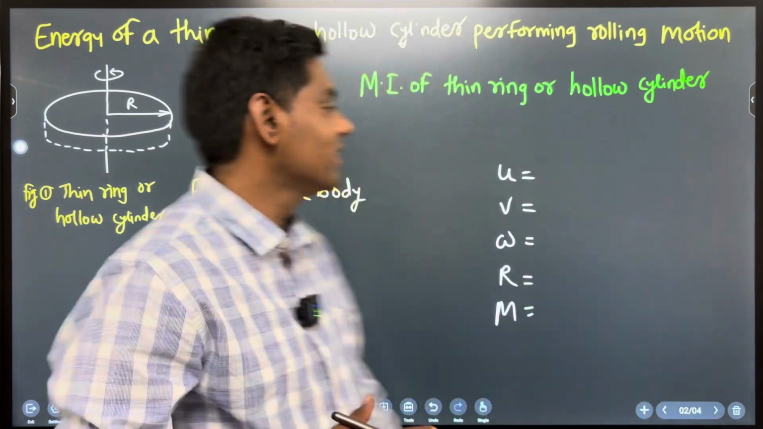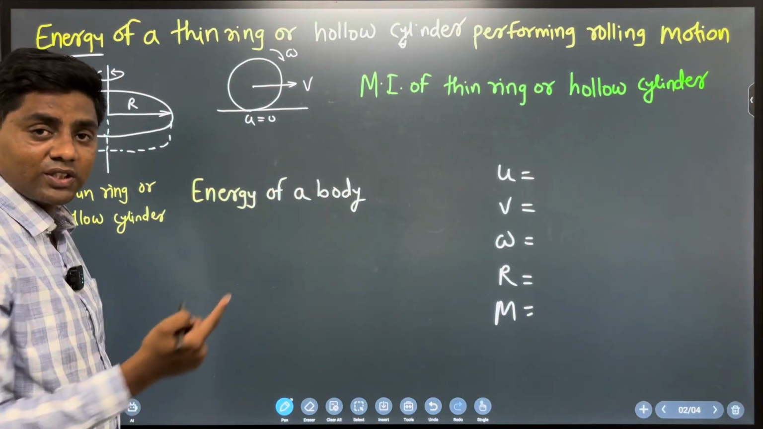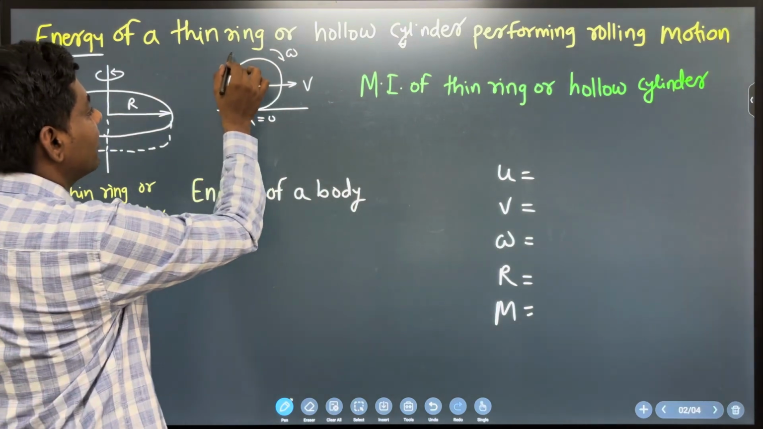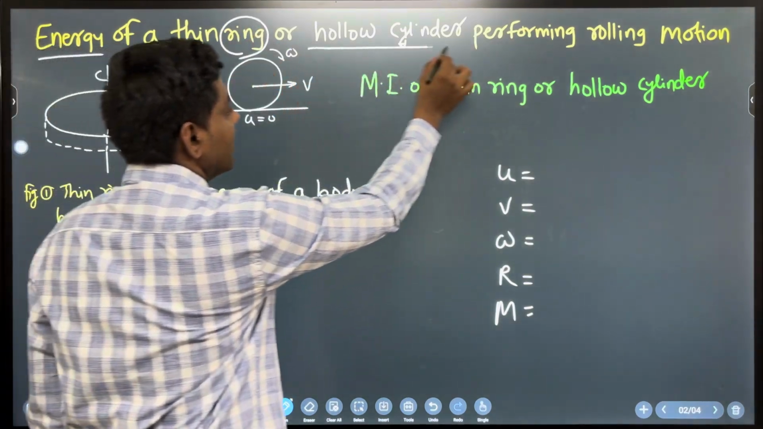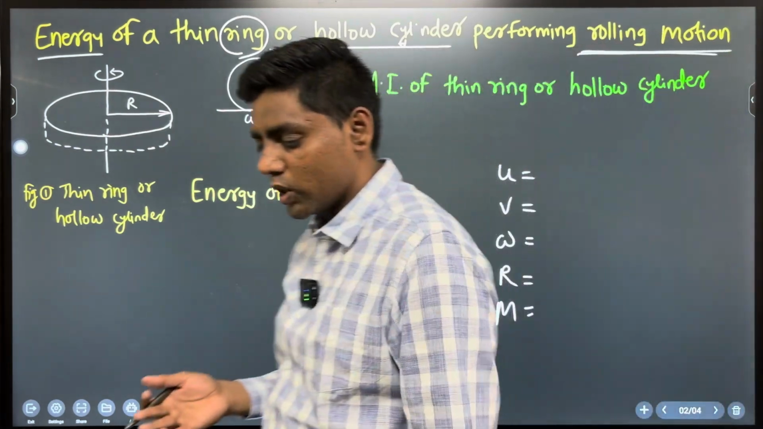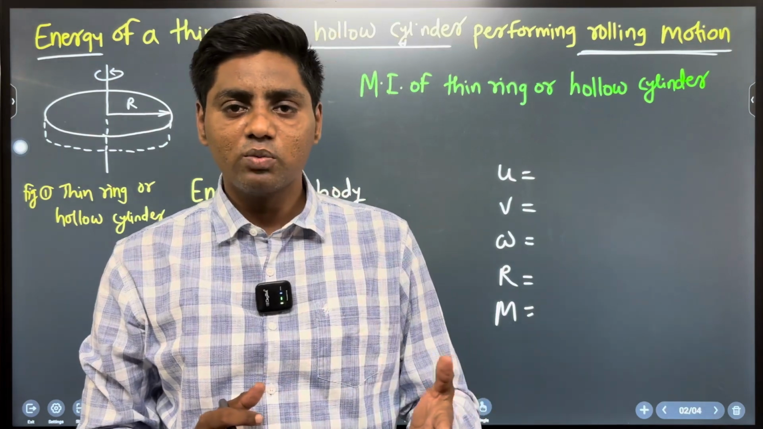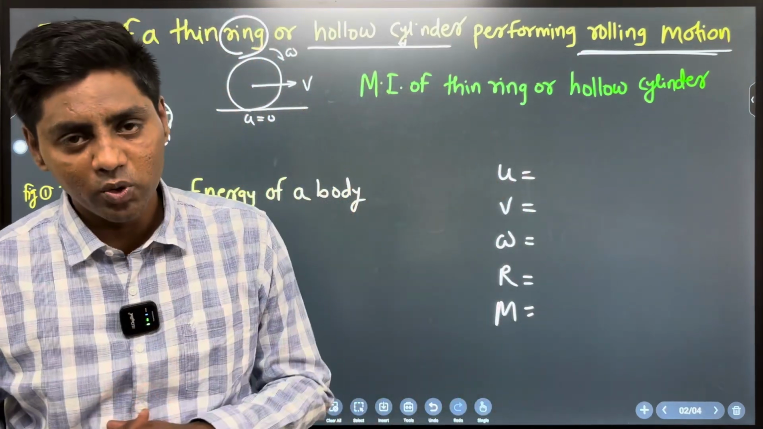So let's start. Today we have to study about the energy of, remember the shape, you have to remember the shape, the energy of a ring or hollow cylinder performing the rolling motion. As we know, you should know what is meant by translational motion and rotational motion. Then you can remember the rolling motion.